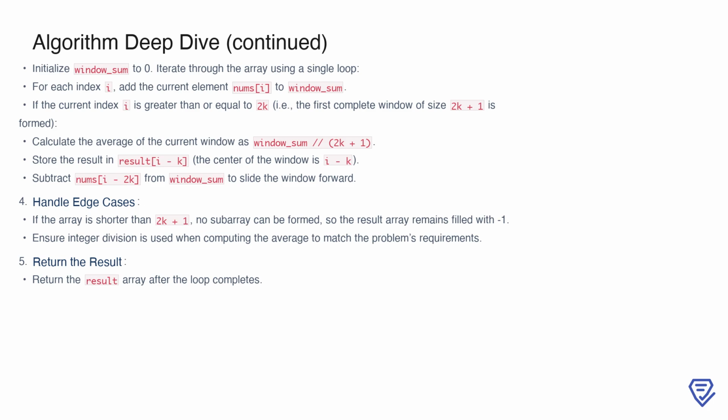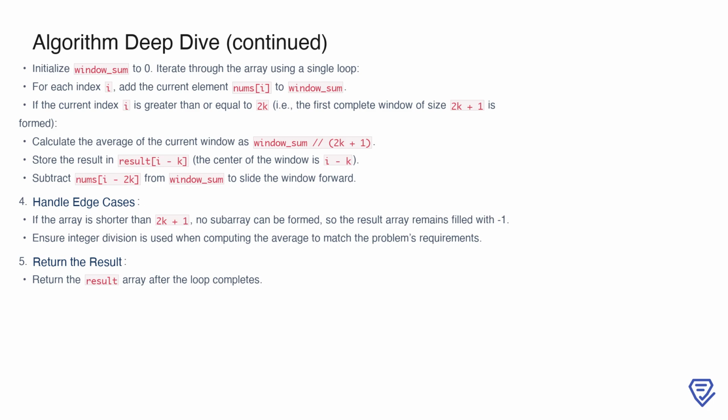The sliding window approach starts by initializing a variable, window_sum, to 0. This variable will hold the sum of elements within the current window of size 2k+1. As we iterate through the nums array, we add the current element, nums[i], to window_sum. Once the index i is large enough to form a complete window, specifically, when i is greater than or equal to 2k, we calculate the average of the current window. The average is computed as window_sum integer divided by 2k+1, ensuring we adhere to the problem's requirement for integer results.